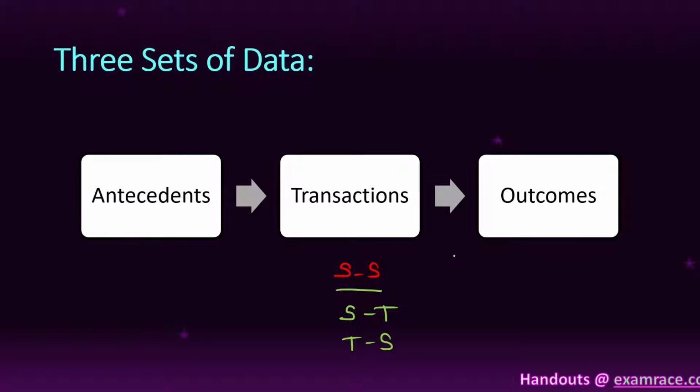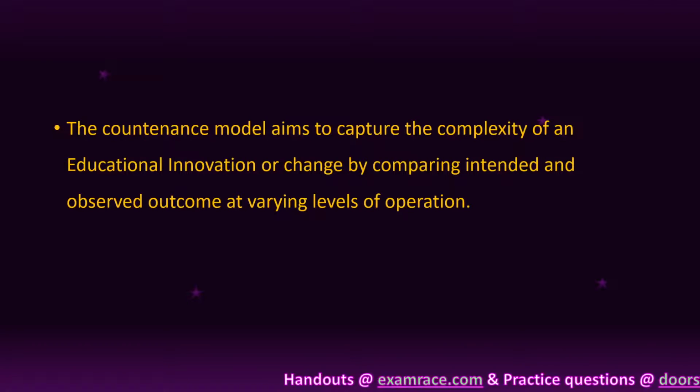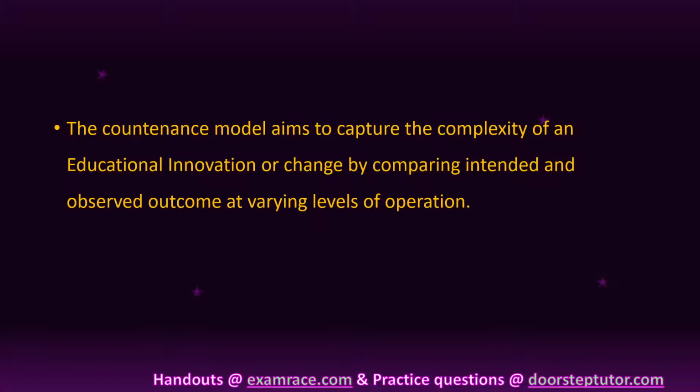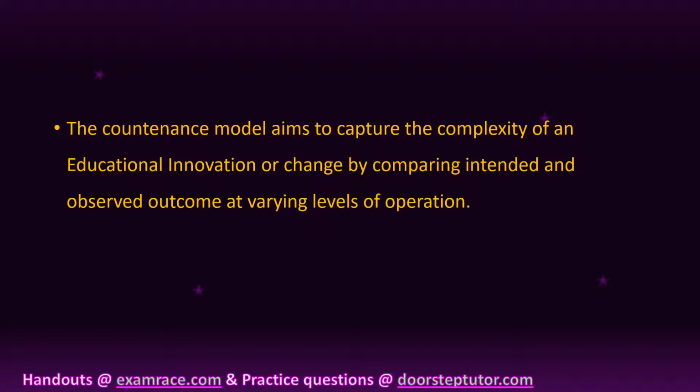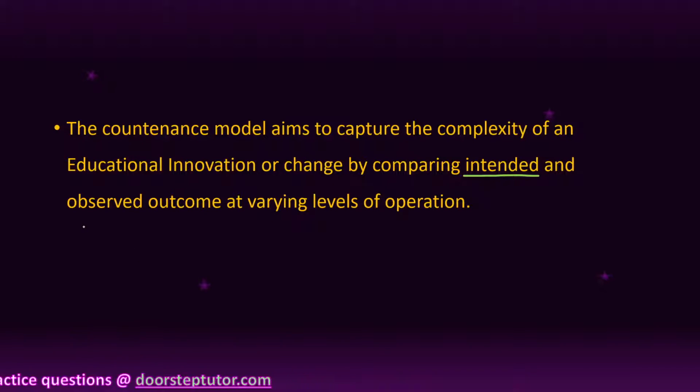Okay, this is the evaluation model of what? Stake's evaluation model. Next one is the contingency model. It aims to capture the complexity of an educational innovation or change by comparing intended and observed outcome. So what is the meaning here? Intended and observed outcome.